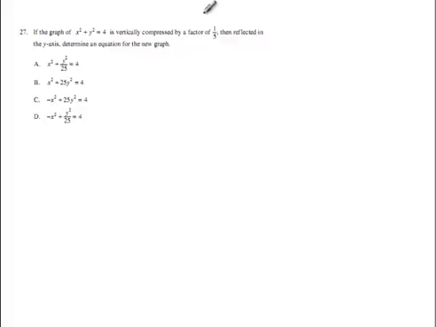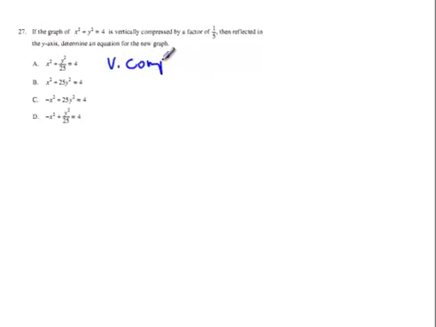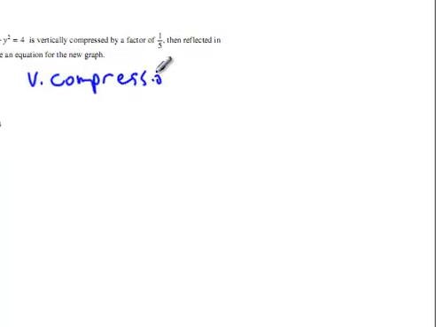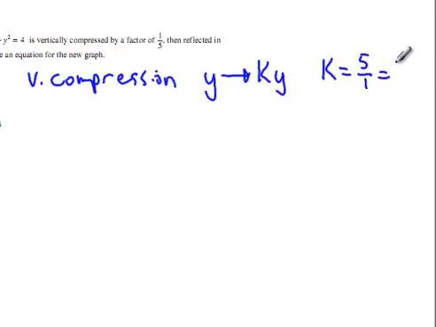Why don't we do our vertical compression first? So if we're thinking about a vertical compression, it involves transforming y into k multiplied by y. In this case, k is the reciprocal of the compression factor, or 5/1, which would be 5. If you recall, k bigger than 1 is a compression, and k less than 1 is an expansion. So in this case, k is bigger than 1.